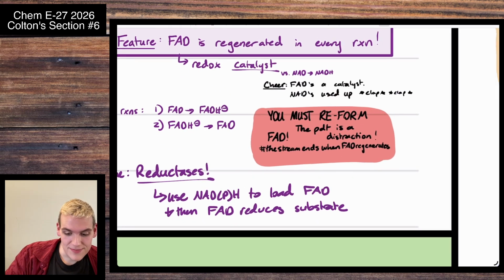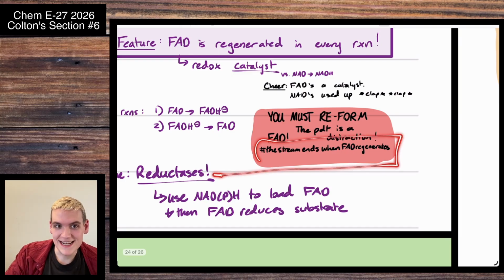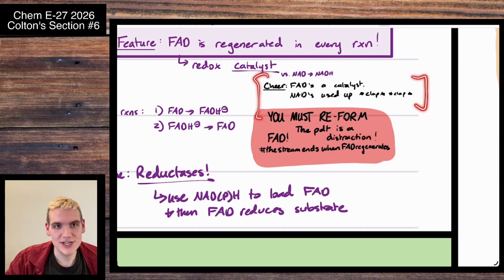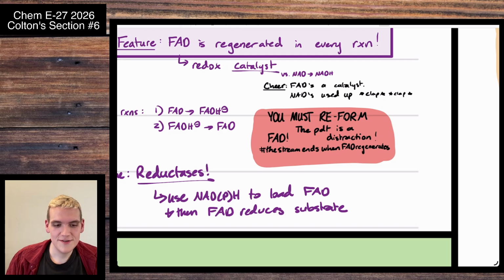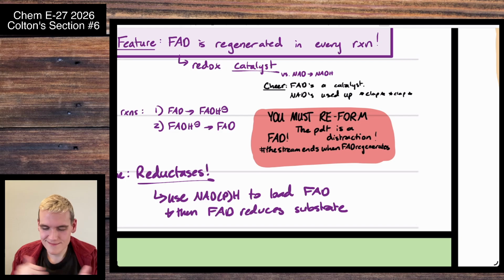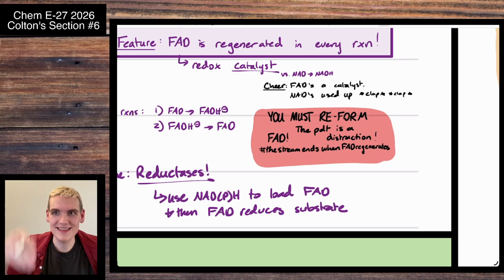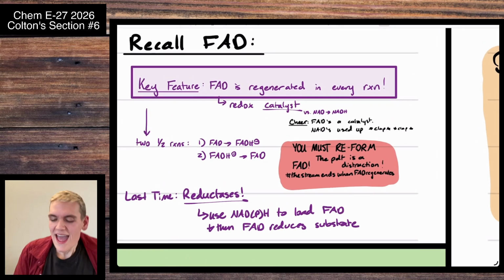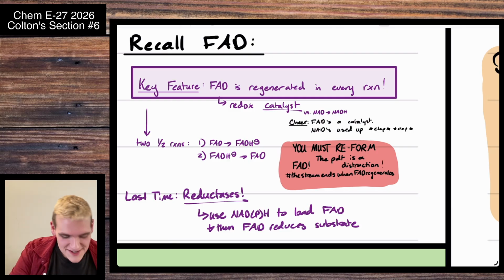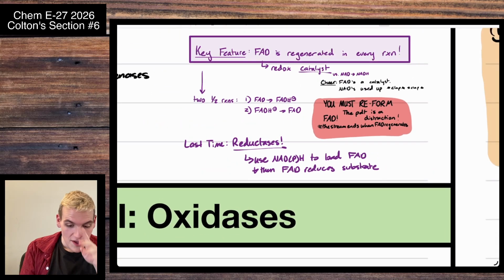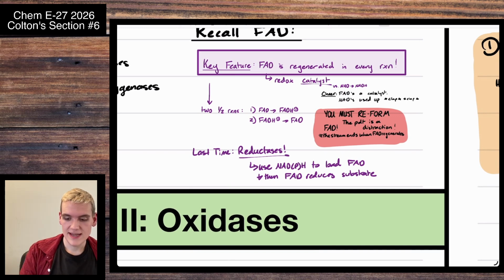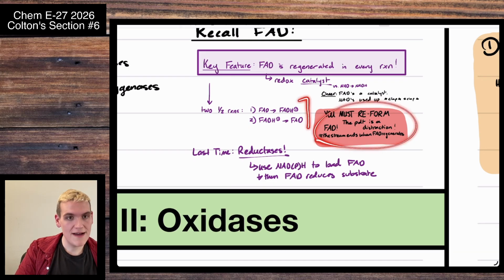I really like the meme, the stream ends when FAD is regenerated. Like, you're not allowed to go. And then just remember the little cheer, the 1, 2, ready. FAD is a catalyst. NAD's used up. FAD is a catalyst. NAD's used up. So, if I am obnoxious enough, hopefully it will come to you during the exam, and you'll be like, FAD is a catalyst. NAD's used up. So that was kind of the key features of FAD. You're reforming FAD. You have these 2 half reactions.